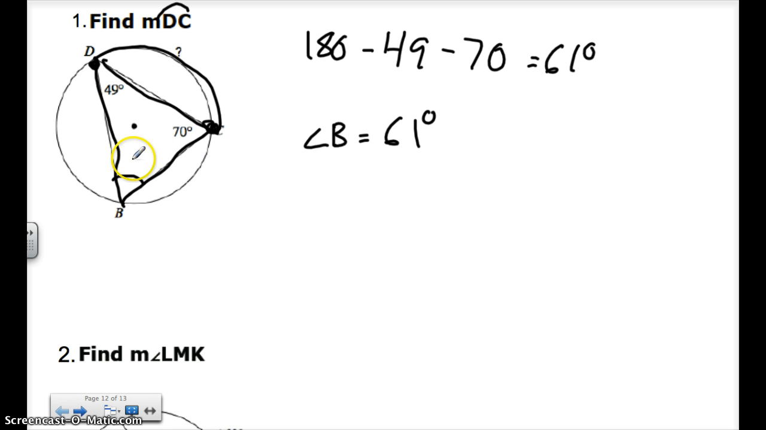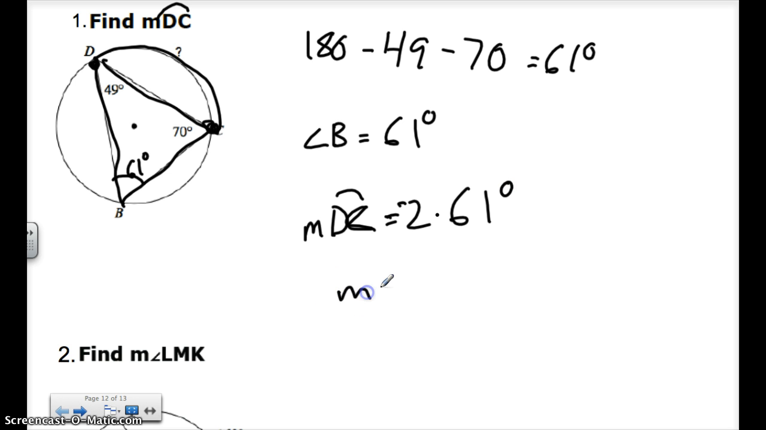Alright, now what do we do with that? Well, if I know that B is 61 degrees, and I want to find out what the whole arc is, if you remember the formula, just remember that the intercepted arc is double whatever the inscribed angle is. So if I want to find the measure of arc DC, all I have to do is take 2 times 61 degrees. And so the measure of this whole arc, DC, is going to be equal to 122 degrees.